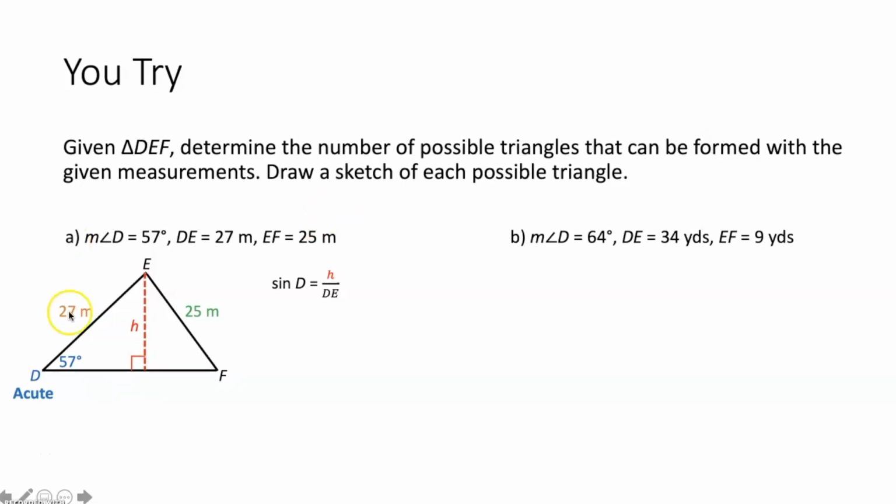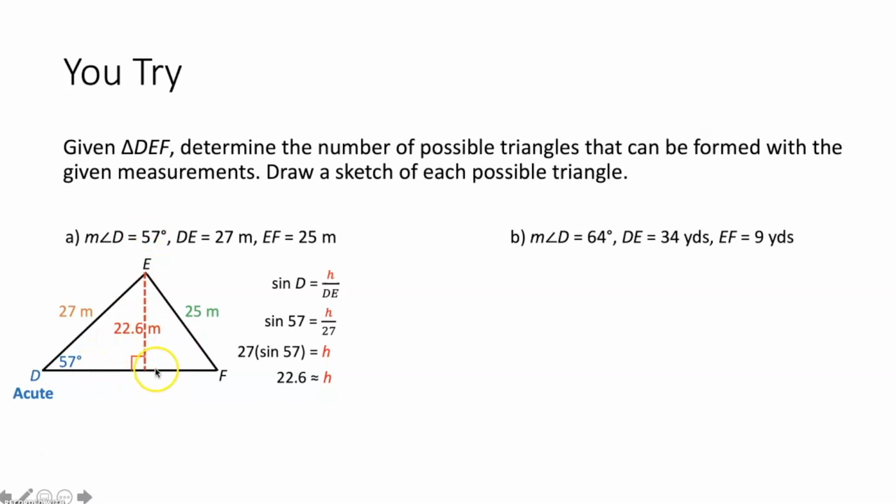Now all we have to do is plug in what we know. We know the measure of angle D is 57 degrees. That's going to go in here. The measure of segment DE is 27 meters. That's going to go in here. Now all we have to do is solve for the height. So how do we get the height by itself? We multiply both sides by 27. Plug this in our calculator, and we get that the height of our triangle is approximately equal to 22.6 meters.